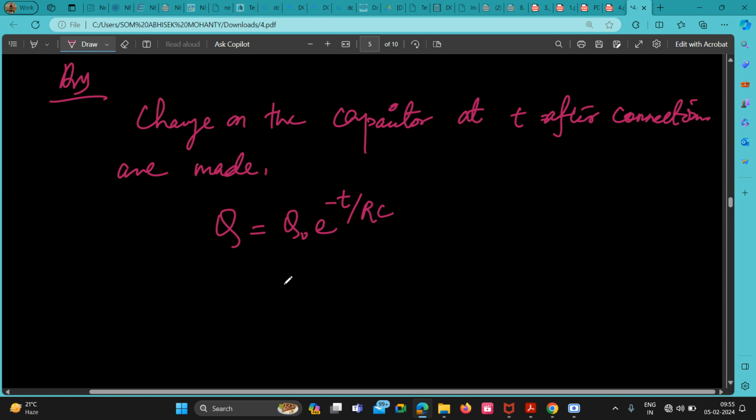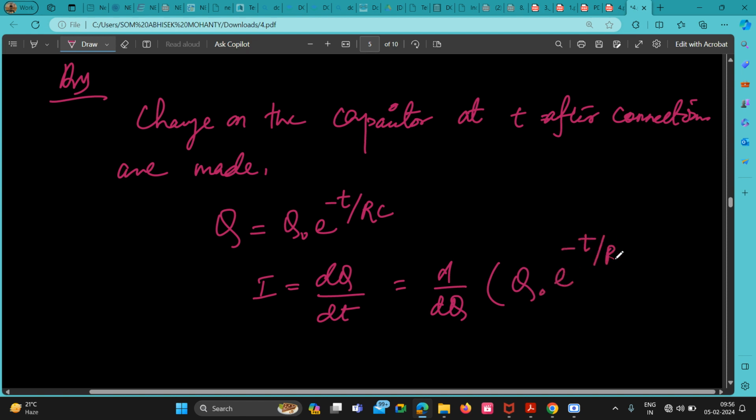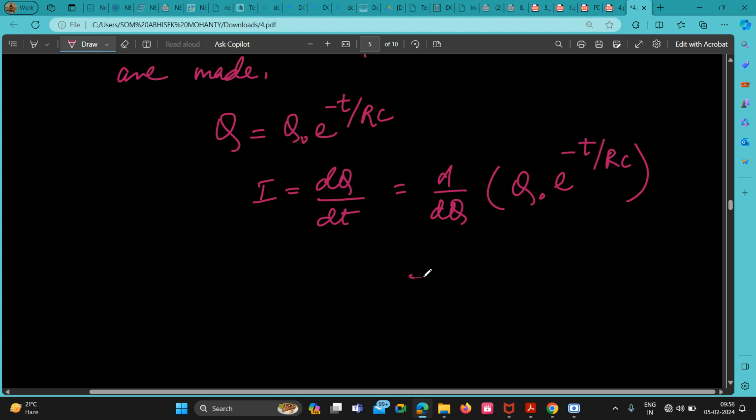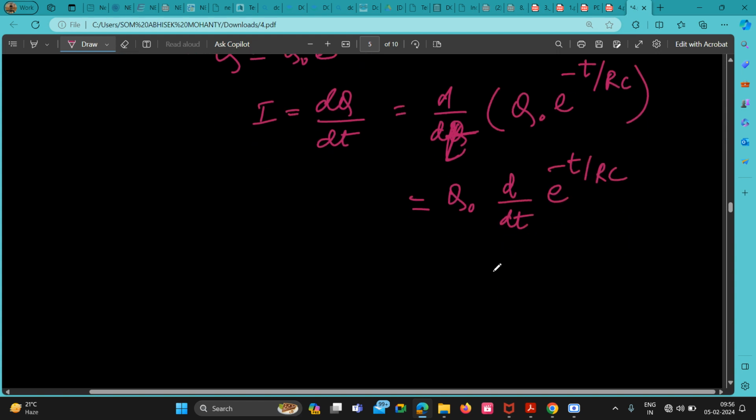Find the heat dissipated in the wire. To calculate heat, we need current. Current is dq by dt. So d by dt of Q naught e to the power minus t by RC. Q naught comes out, so d by dt of e to the minus t by RC gives minus Q naught by RC e to the minus t by RC. This is your I.